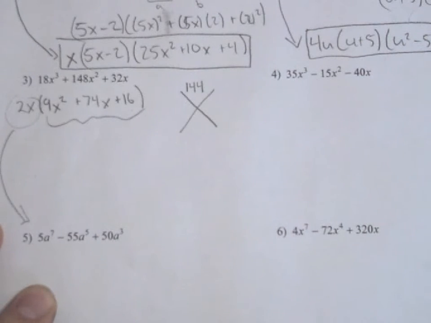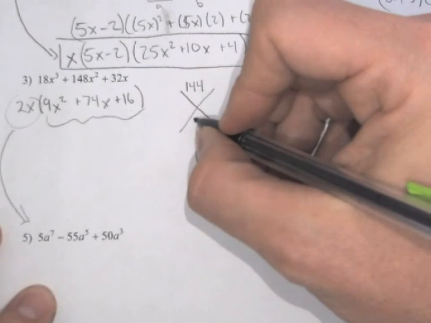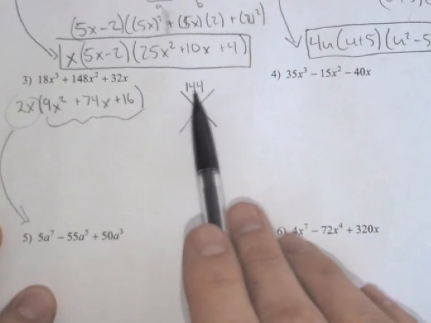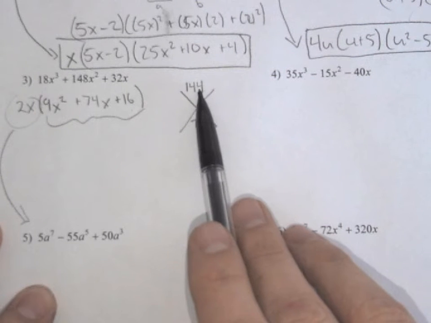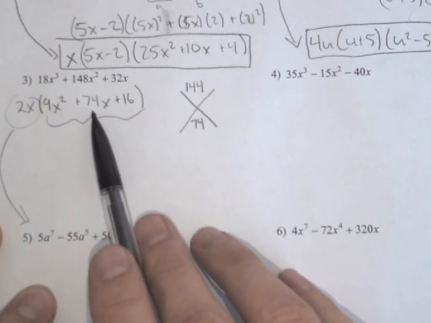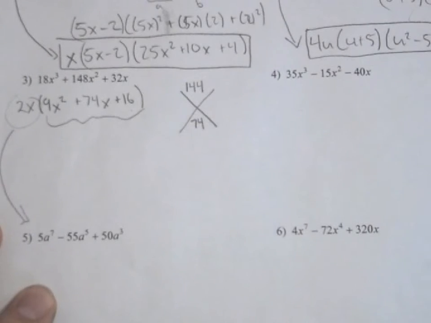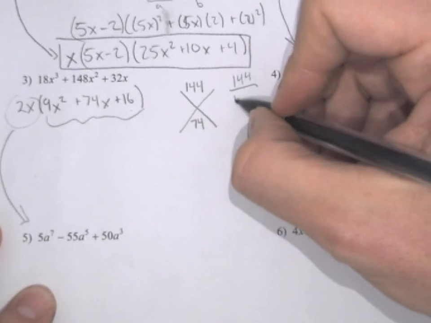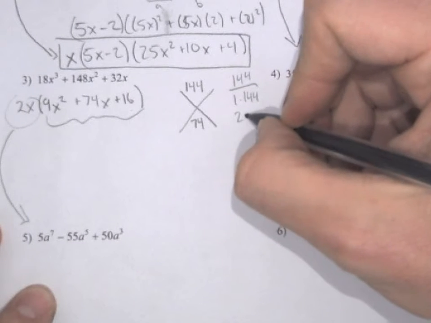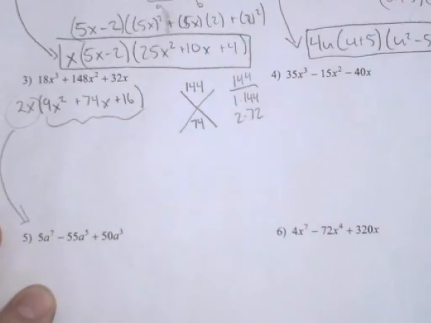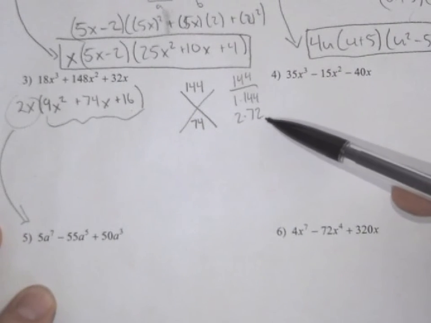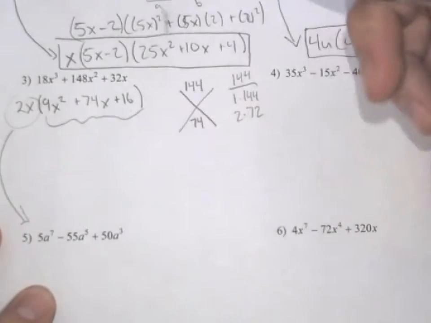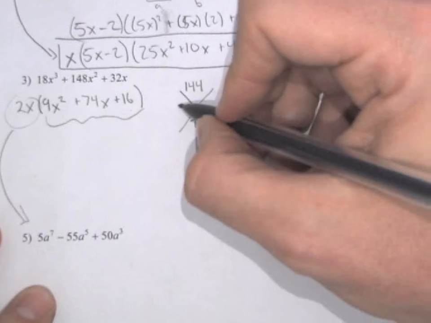What I'm looking for is factors of 144 that combine to give me 74. So I multiplied 9 times 16 and get that guy, and I want to find factors of that guy that combine to give me this guy. So the factors of 144, if we make a list, we got 1 times 144, and then 2 times 72, and you can pretty much stop there because you're like, aha, 2 times 72, those are the numbers I'm looking for. Those are the ones that combine to 74. So what we need is a 2 and a 74.